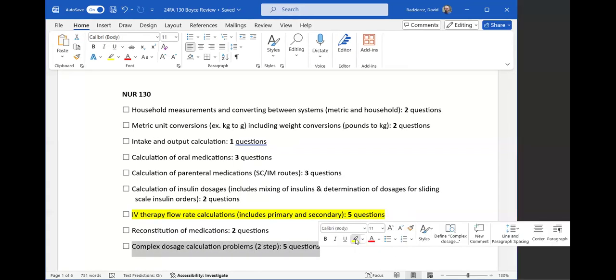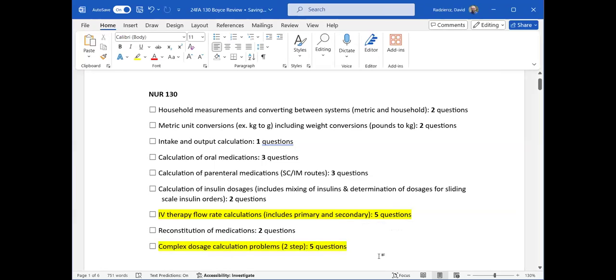And all that complex problem means is that it requires two steps to answer the question, meaning that you'll have to convert the patient's weight in pounds to kilograms and then multiply by the milligram per kilogram order. And it's actually not difficult. It's just that it's considered complex because it's more than just one step. And then you could argue that you do more than one step when you do some of these other questions, and I would agree with you.